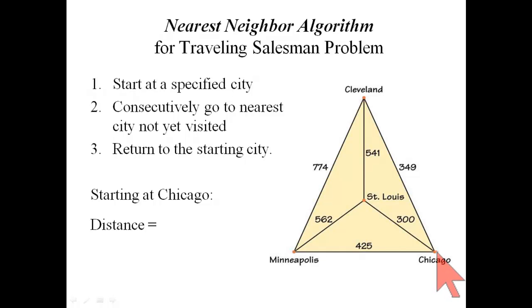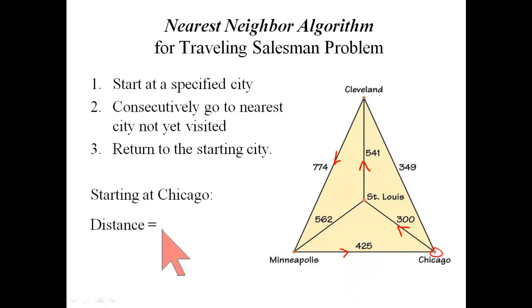Suppose we choose to start at Chicago. And then I have 3 choices of other cities to go to, but the 300 is less than 349 and 425, and so I'm going to pick the 300 and go to St. Louis. Now I'm at St. Louis. I have 2 choices. I can go to Cleveland, I can go to Minneapolis. It's closer to go to Cleveland. Let's do it. Then I'm at Cleveland. Now I only have 1 choice. I have to visit city Minneapolis, and then I have to return to Chicago.